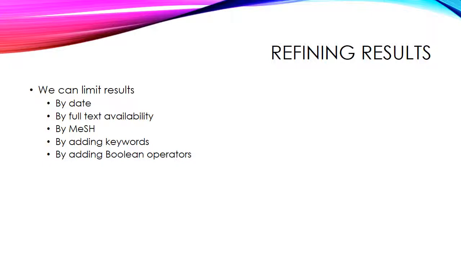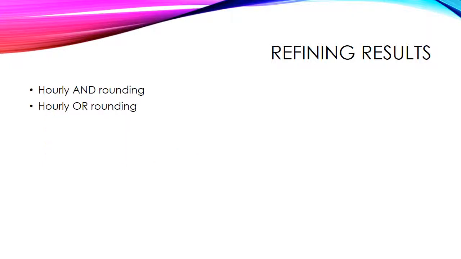Let's talk about Boolean operators. The Boolean operators are using the term and, the term or, the term not. For example, you could use hourly and rounding, or hourly or rounding. Which one of these examples do you think would provide more results? Well, it would be hourly or rounding. Obviously, the or expression expands the search, and the and expression limits the search.